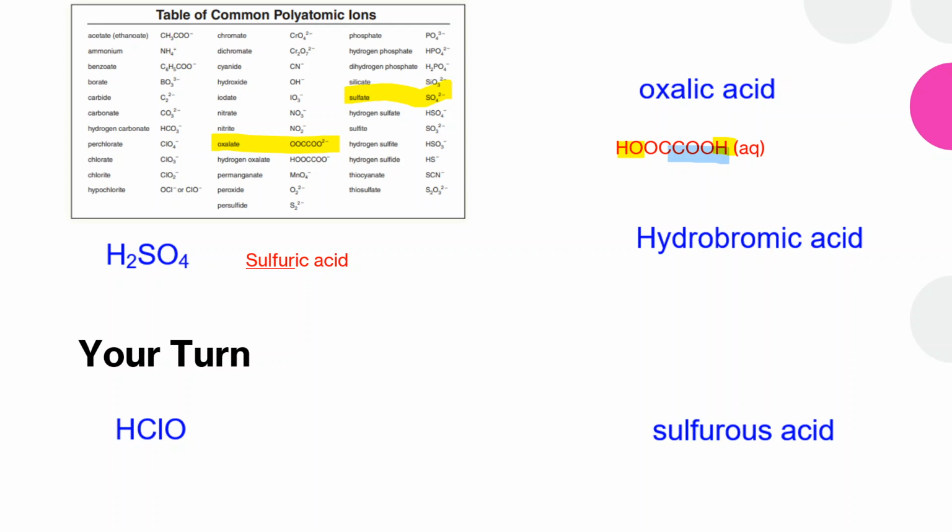Now, HBr is a hydro-ic acid. So that tells me I'm dealing with bromide, which, like I said, could be a polyatomic ion, but in this case, it's not. Bromide is coming from the element bromine. So bromine has a -1 charge. So the formula for this one is HBr. So I'm going to have you pause the video right now, and the two at the bottom, I want you to try yourself. So HClO and sulfurous acid.